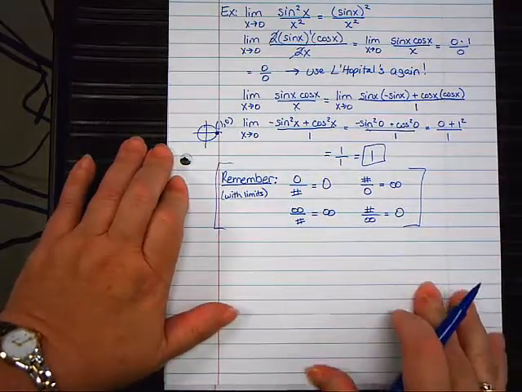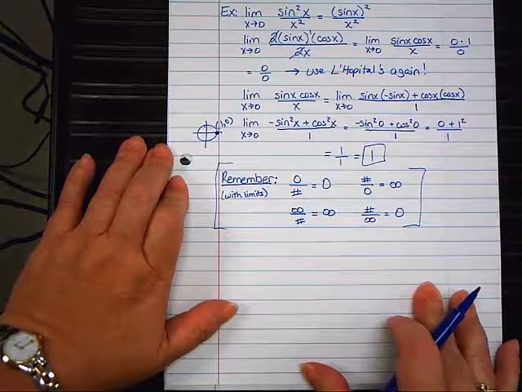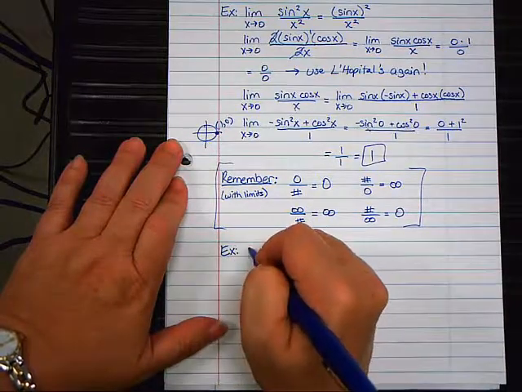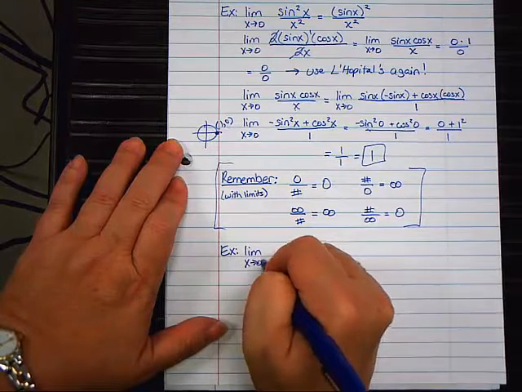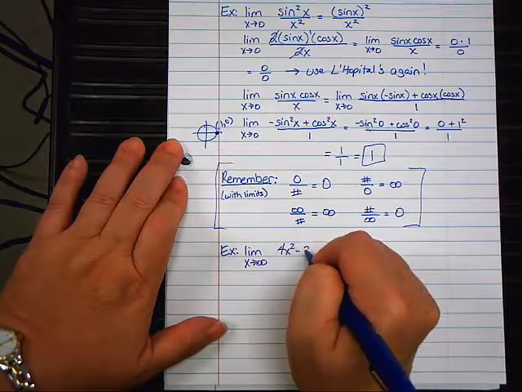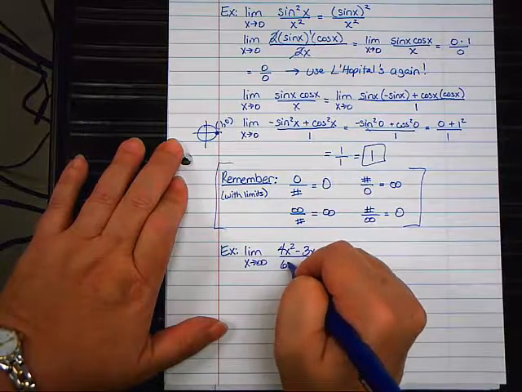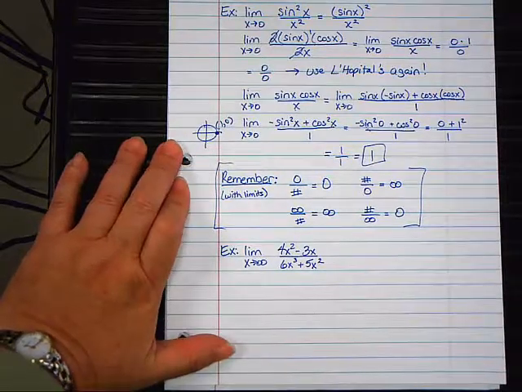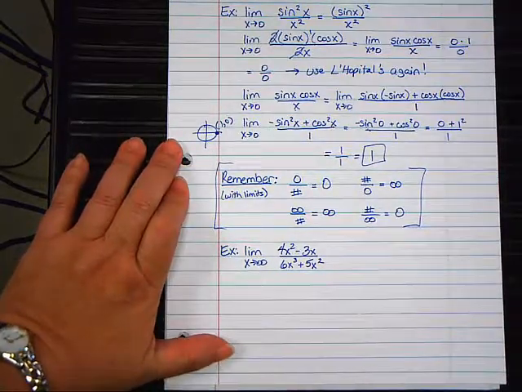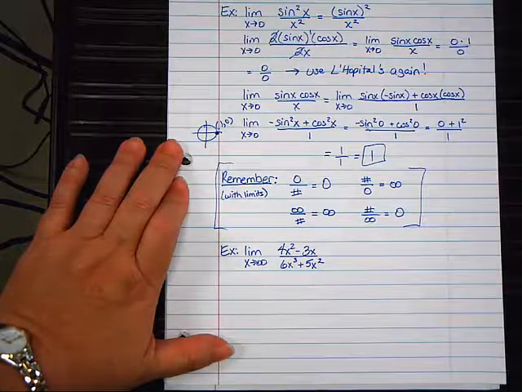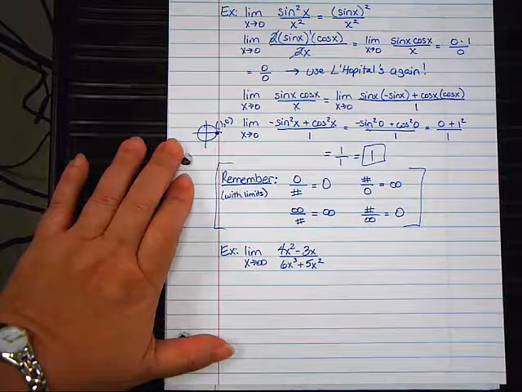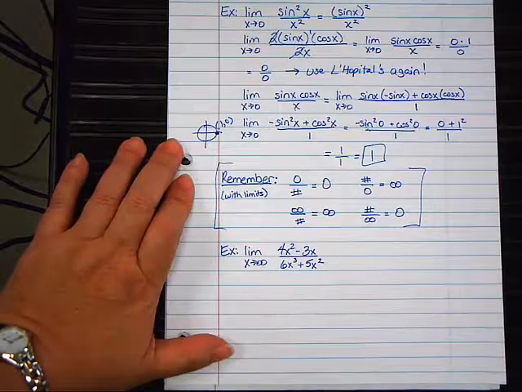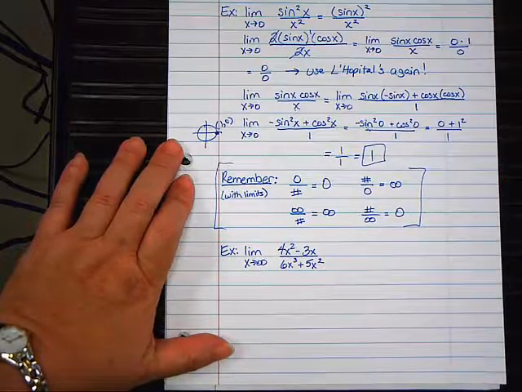We haven't done a problem yet with infinity over infinity. We're going to do that right now. And let me show you how these work. For example, the limit as x approaches infinity of 4x squared minus 3x over 6x cubed plus 5x squared. Okay, now, when we had a limit as x approaches infinity in the past, think for a minute. Do you remember how we used to do these problems?